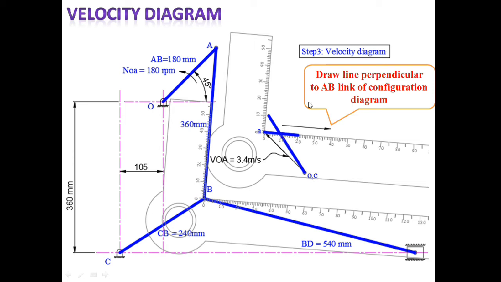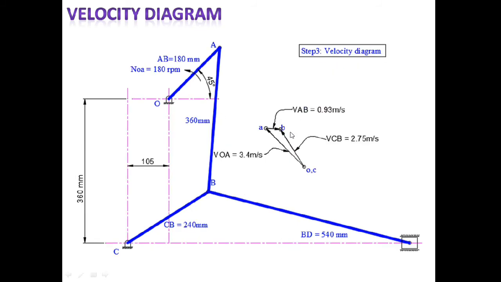Okay. Now named as AB, you measure it with the scale: 0.93 meter per second. And then velocity of CB is equal to 2.75 centimeter value, so just directly take it as 2.75 meter per second.